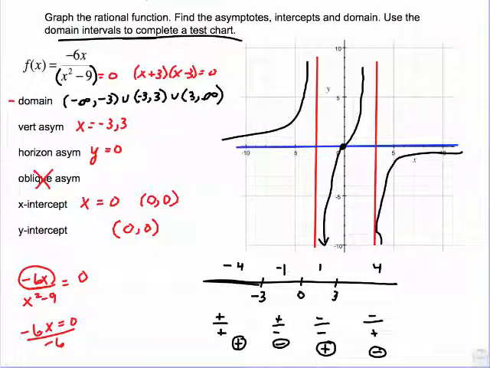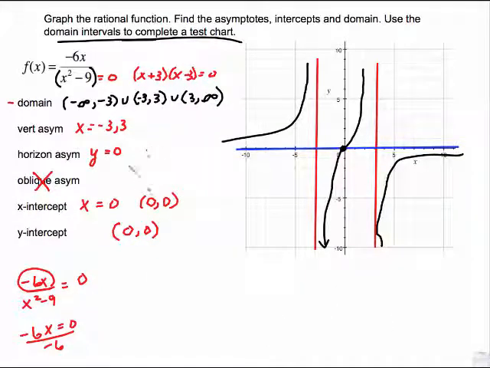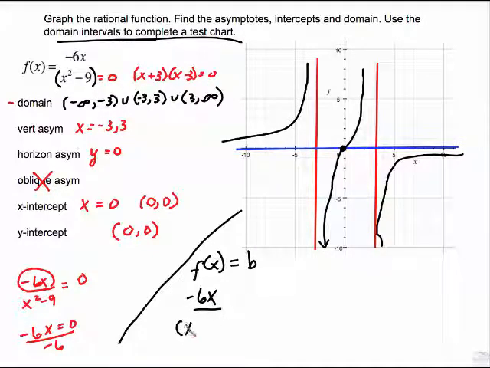One thing to add that I didn't explain in the middle of this, I said it is possible for your curve to cross the horizontal asymptote, but there is a way to know if it's going to cross the horizontal asymptote and where it would cross it if it does. The way to find that is you set the original function equal to the y value of your horizontal asymptote, call it b. So for this function, I have negative 6x over x squared minus 9, and I set that equal to my horizontal asymptote, which was 0.